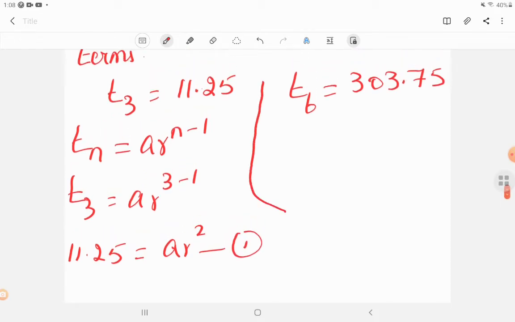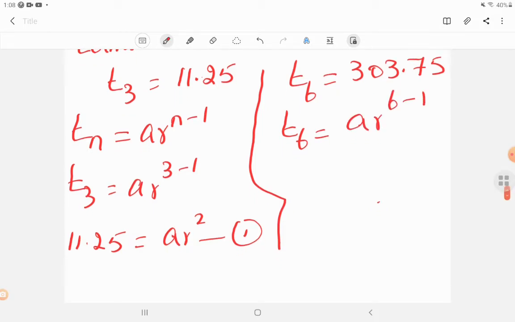Likewise, we will frame an equation using the sixth term. So T6 is equal to AR to the power of 6 minus 1. In the place of T6, the value is 303.75, which is equal to AR to the power of 5. So this represents the second equation.